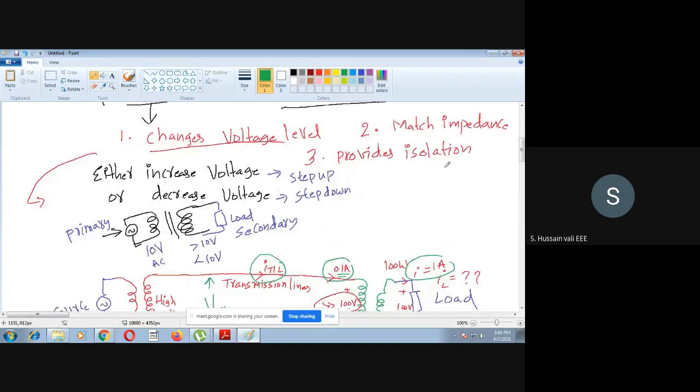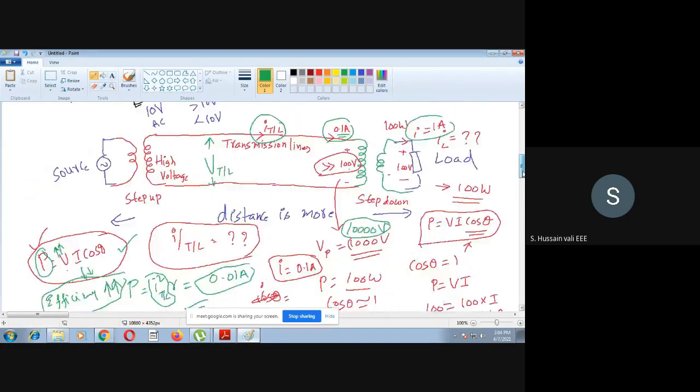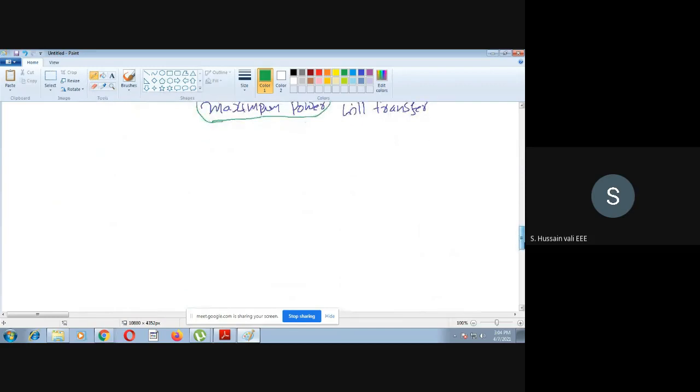Now what is the third advantage? The third advantage is that it provides isolation. What do you mean by providing isolation? What is meant by providing isolation is a simple thing.